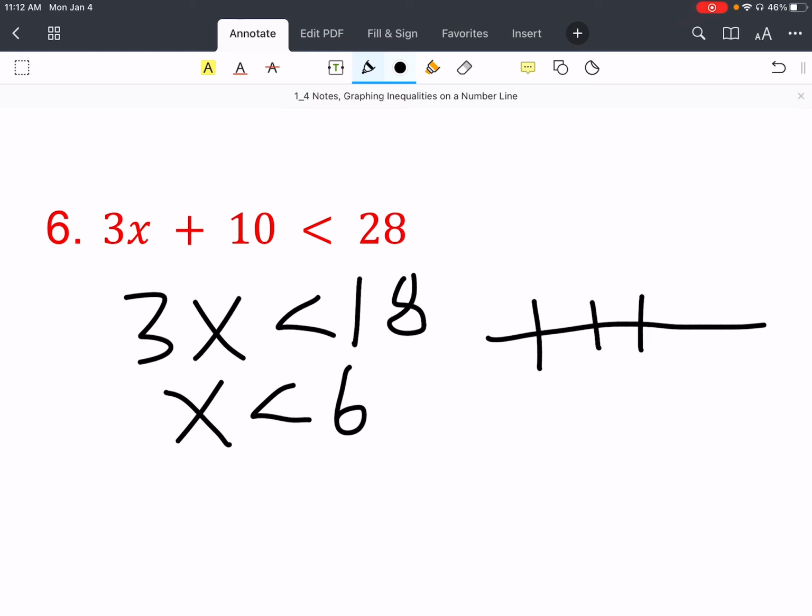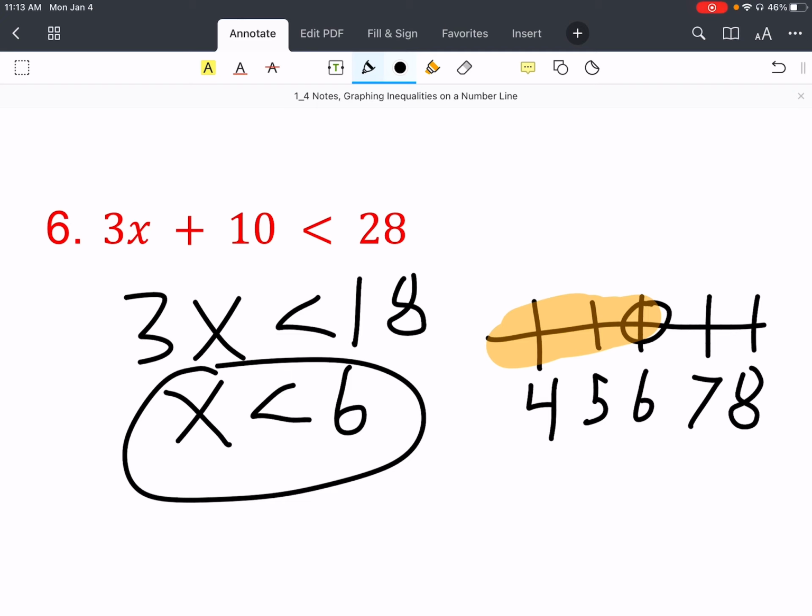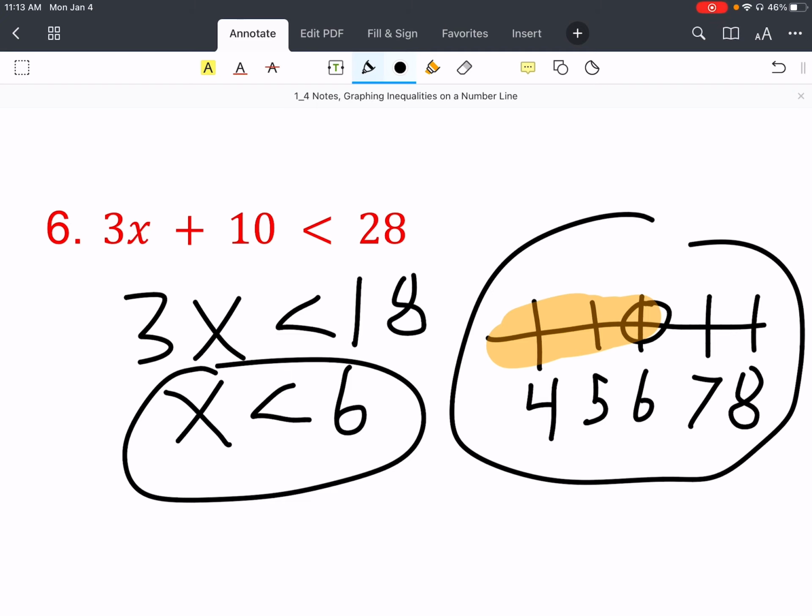1, 2, 3, 4, 5, 6, 7, 8. Empty circle at 6, shading towards numbers that are less than 6. So 2 points for each problem, 1 for our final answer, and 1 for our graph. Good luck.